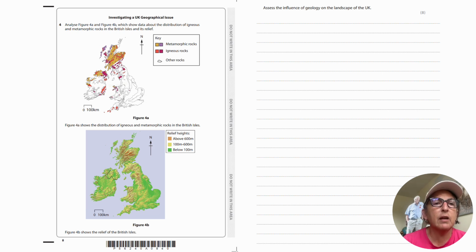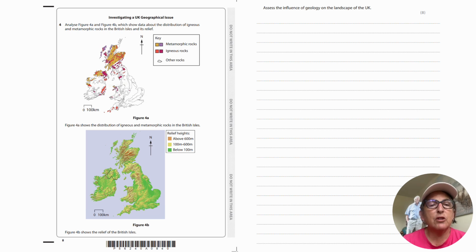Don't ignore that, okay? So 4A shows the distribution of igneous and metamorphic rocks. 4B shows the relief. Assess the influence of geology on the landscape of the UK. So it is asking you if rock type is a reason for the landscape, i.e. the uplands and the lowlands in the UK. Is it important? Are there any other factors that are important? And if there aren't any other factors that are important, that's fine, but then prove it.